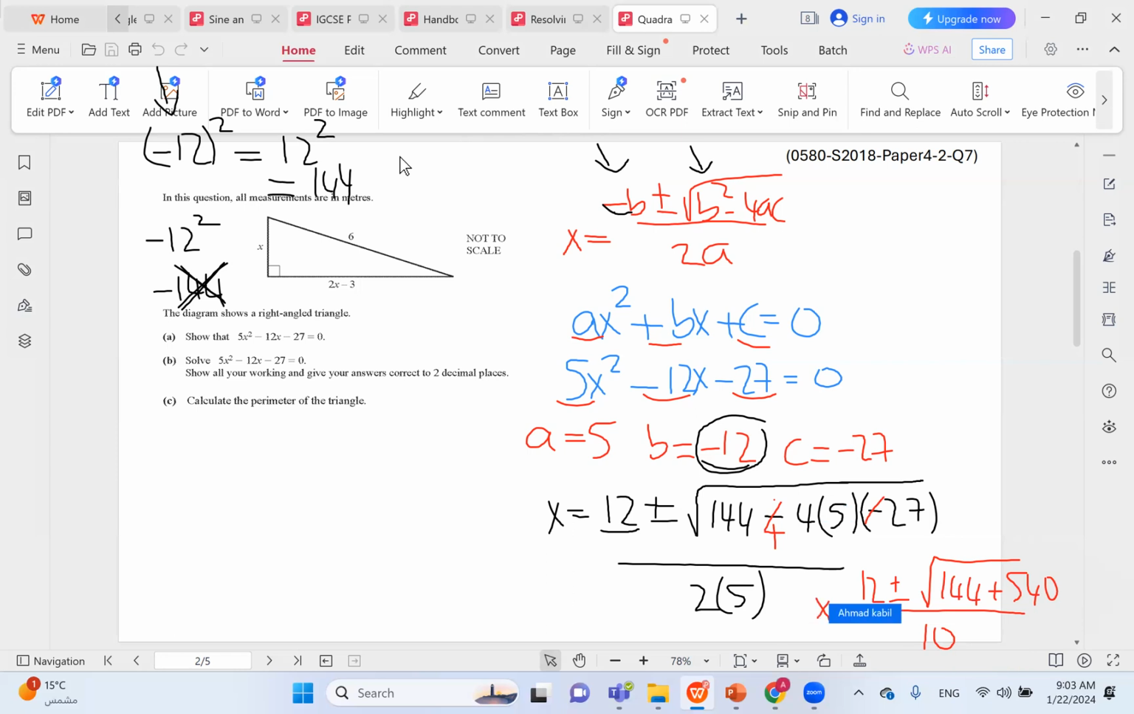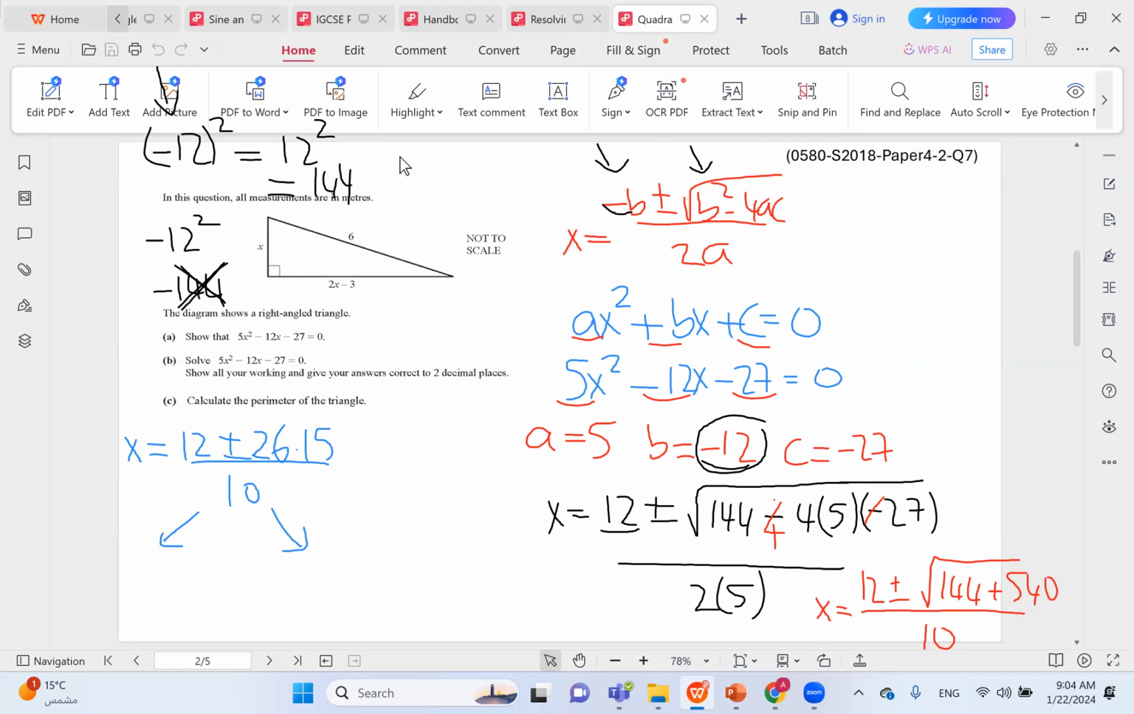And all you have to do now is just evaluate the value of x. I'm just going to use my calculator. Of course, you can just find the radical first, if that makes life easier. You can just type radical 144 plus 540, and that gives you 26.15. So we can rewrite the equation as follows. X equals 12 plus minus 26.15 over 10. And this gives us two solutions that we can also get using the calculator.